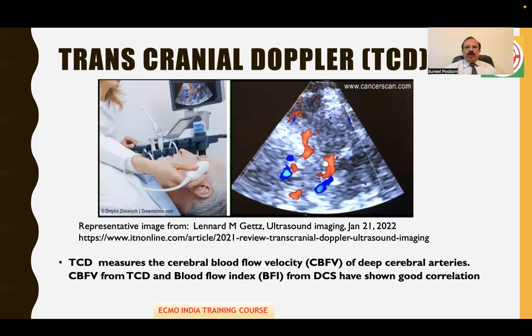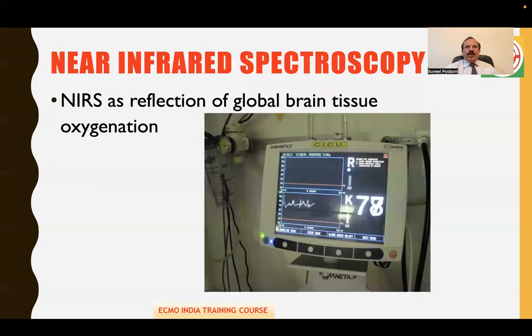Transcranial Doppler we have been using in our ICUs as well, and this is very helpful in measuring the cerebral blood flow velocity of the deep cerebral arteries. Cerebral blood flow velocity from transcranial Doppler and blood flow index from diffuse correlation spectroscopy have been shown to have good correlation. Near infrared spectroscopy is another useful device which has been coming up in the last decade. It is simply called NIRS.